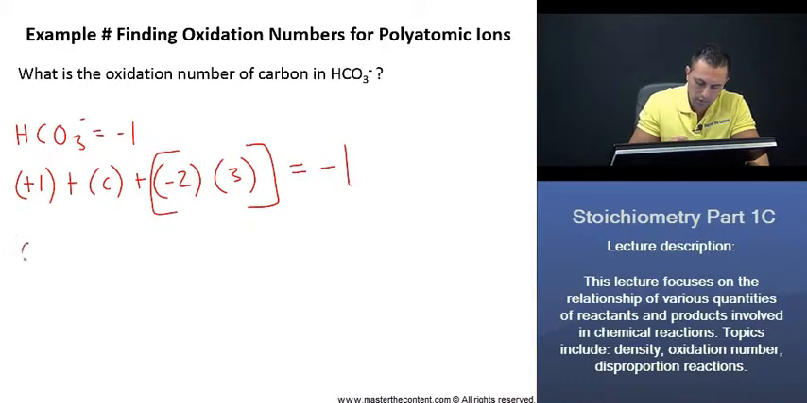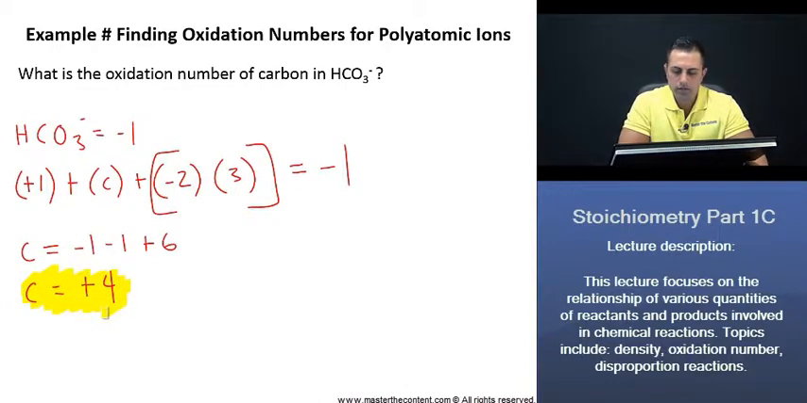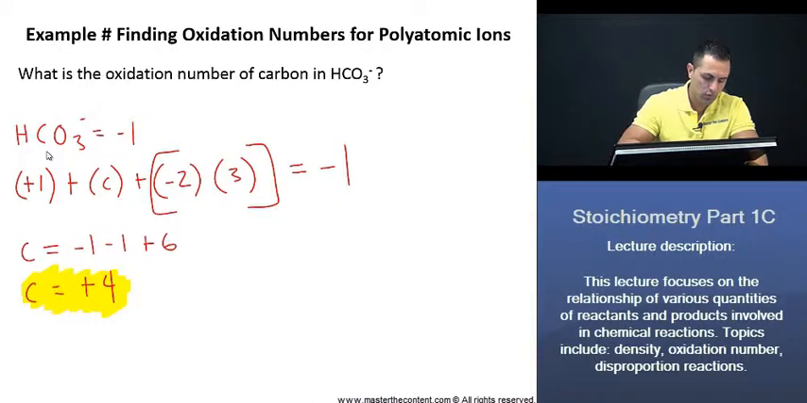Now, if we isolate for our carbon, we find that the value is just going to be -1 plus 6, and that is going to be equal to +4. That there is the oxidation number for carbon. You can just use that strategy and isolate for the atom of interest. Great, let's now continue to our next slide.